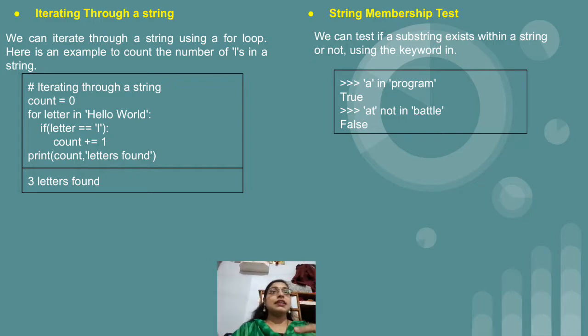Just see the second example. We are searching for the word 'at' in the string 'battle'. So we will get the result as False.